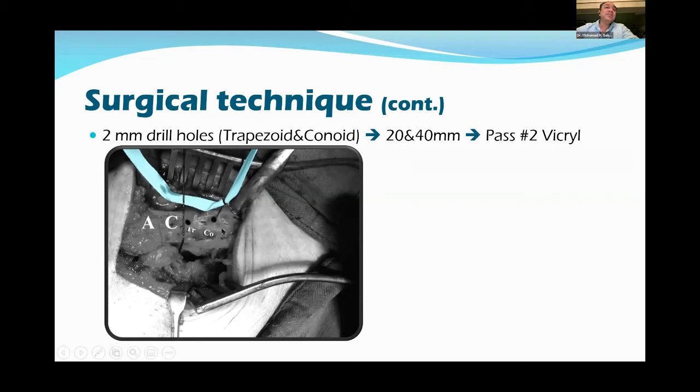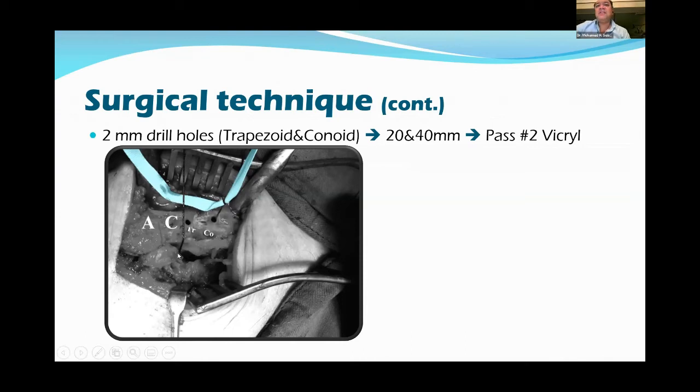We only need a 2 millimeter drill hole, or 2.5 if you don't have a 2 millimeter, so it would be more than enough. Then we pass the number 2 vicryl through these holes and hook it around the coracoid base. Maybe this is the most tricky point of the operation, and it's difficult to have a picture of it, because you hook the whole coracoid with a 90-degree clamp or a vascular clamp to pass the vicryl suture.